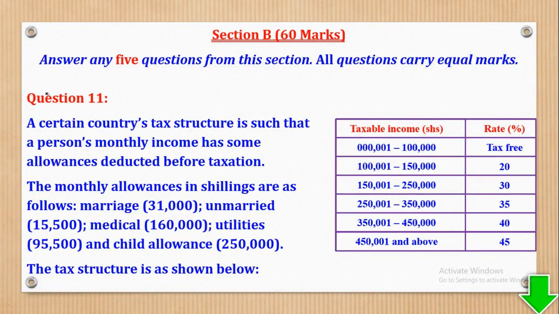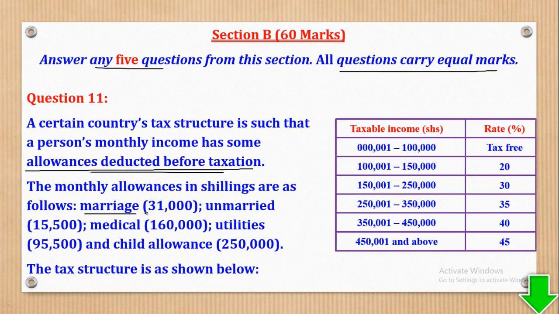So now we shall start section B, where we are expected to answer 5 questions from this section, and all questions carry equal marks. But for revision, we shall do all the 7 questions in section B. So question 11 says, a certain country's tax structure is such that a person's monthly income has some allowances deducted before taxation. Know that word, allowances deducted before taxation. The monthly allowances in shillings are as follows.